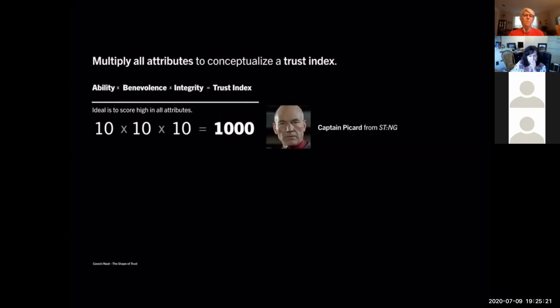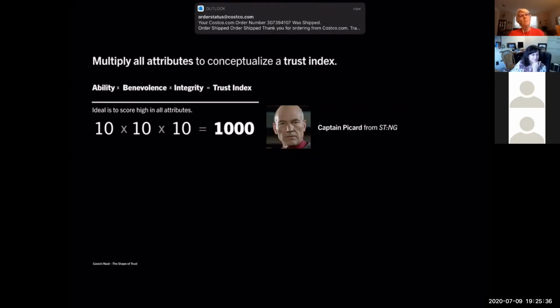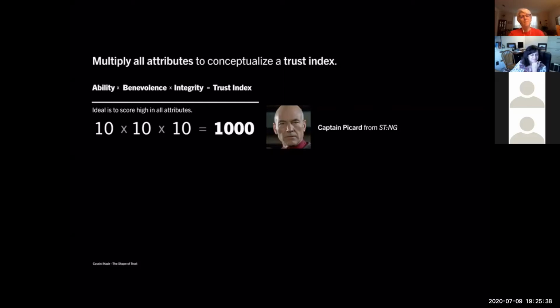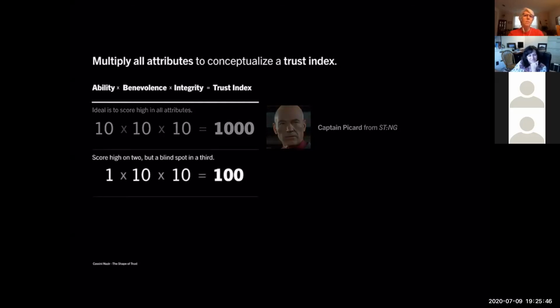Perhaps Captain Picard from Star Trek: The Next Generation might fit that 1,000 level trust index. He has high ability, he has high benevolence, he has high integrity. I welcome your feedback on whether or not Captain Picard is an ideal there. Let's take a look at low ability, but high benevolence and high integrity. So you can score high on 2, but have a blind spot in a 3rd.